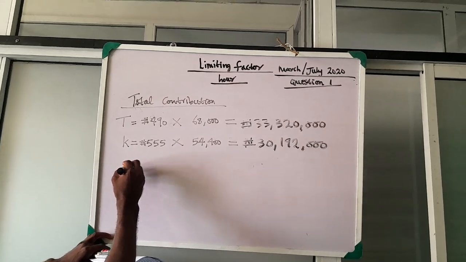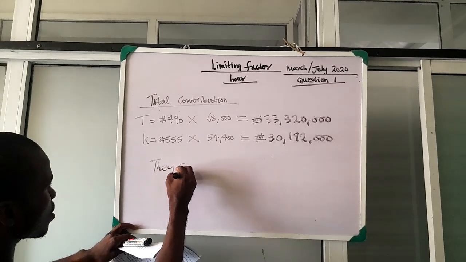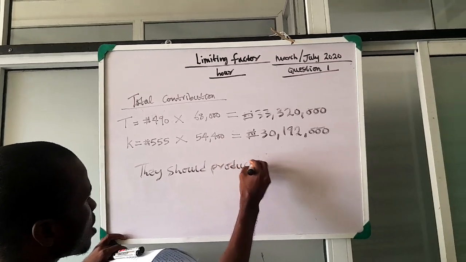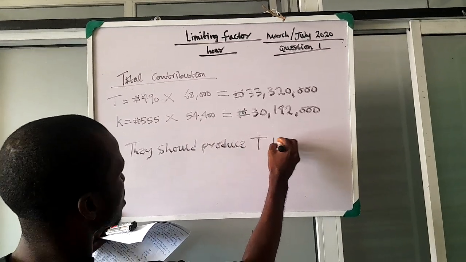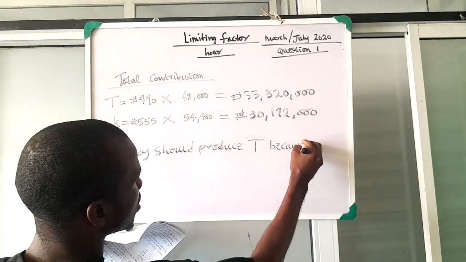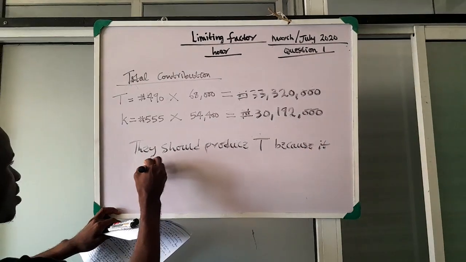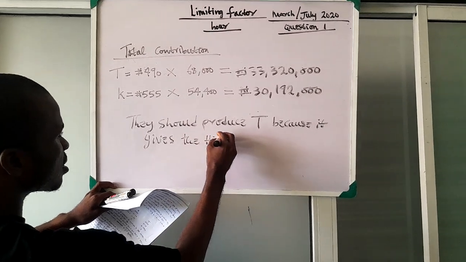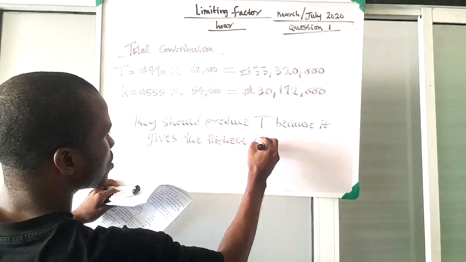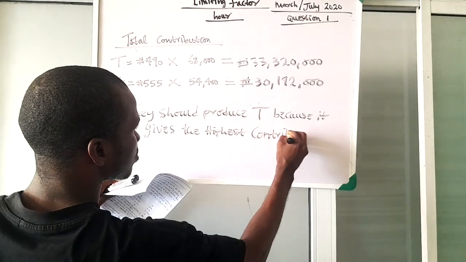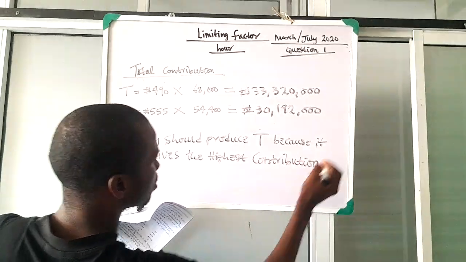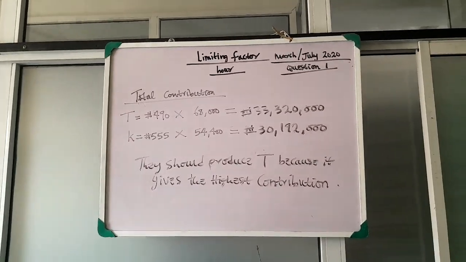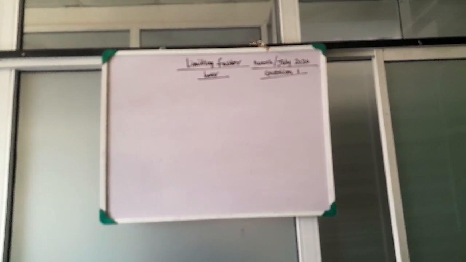So they should produce T because it gives the highest contribution. So that's it for the A part of the question. So we proceed to the B.